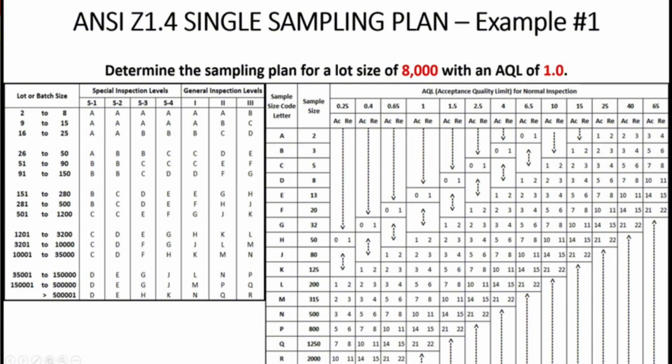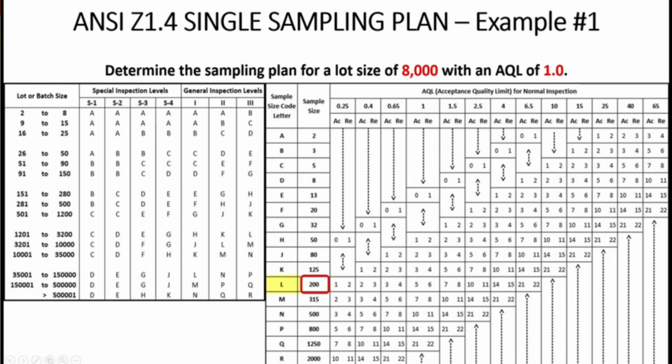The first thing you do is come over here to your sample size code letter table and find your 8,000 pieces. For example, it would fall into this category here. You come across to the right, and the default sampling plan, the sample size code letter, is associated with general inspection level 2. We're going to stick with that today, and our sample size code letter is L. Then we come over to this other table and find our sample size code letter, and that tells us how many samples we have to pick. So we have to test 200 units from the 8,000 piece lot.